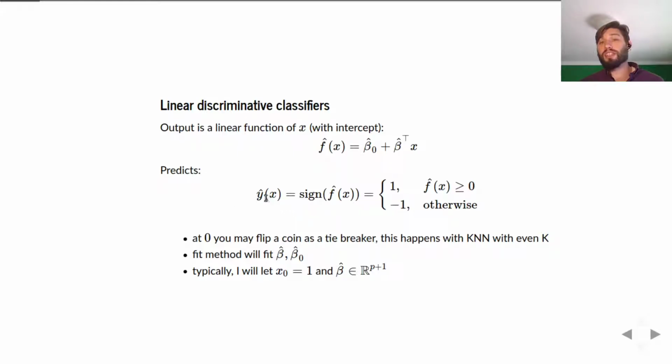So this will predict. Our prediction is the same as before. As we just mentioned in the regression context, our f hat is our output. It's linear, and we'll just take the sign of it, and that's going to be our prediction for y hat.